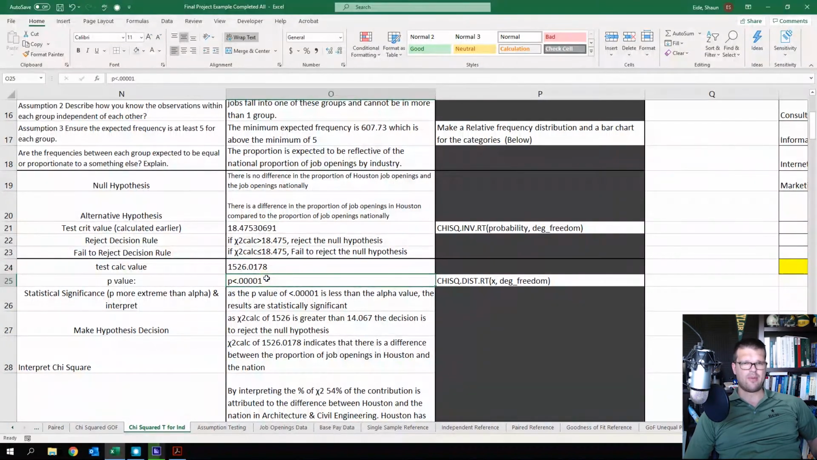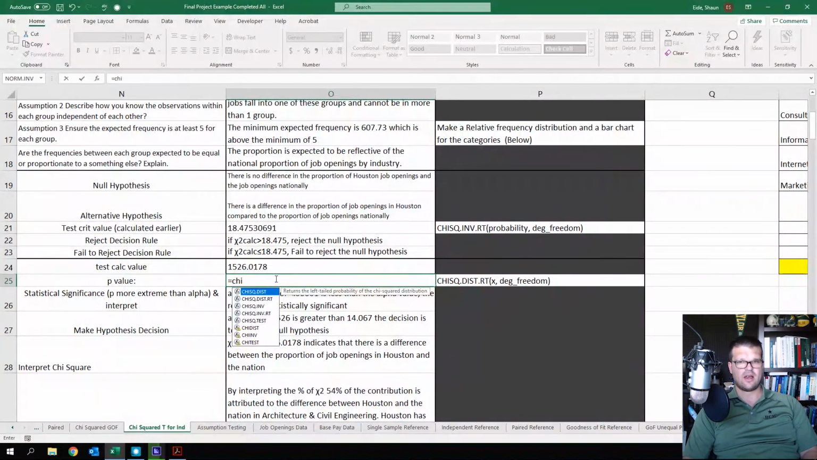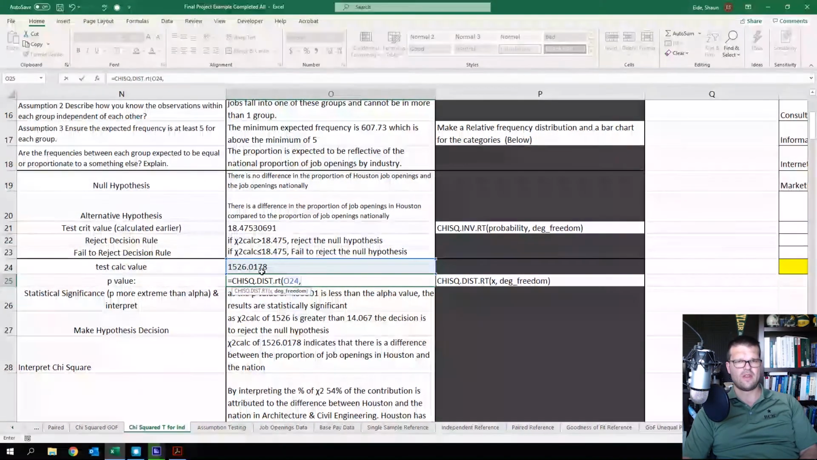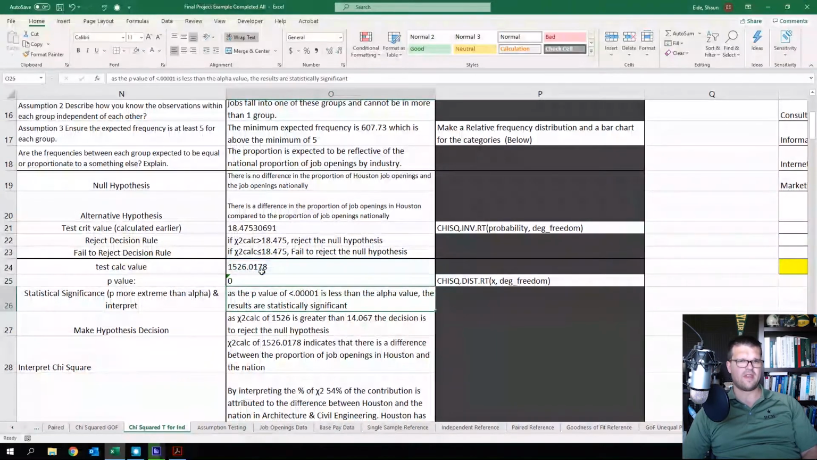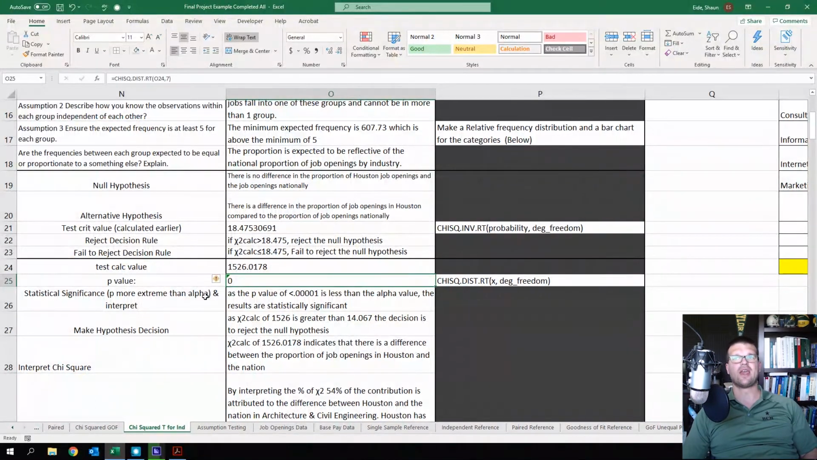And what's the probability of that? Well, I would write it as p is less than 0.00001. The other way that you can do this is equals chi-squared distribution dot right tail, and then we put the chi-squared calculated value right there, and the degrees of freedom right there, and that gives us 0. But once again, I don't like putting 0 because obviously anything's possible. I like putting something to the effect of p, the probability of this occurring, is less than 0.00001.